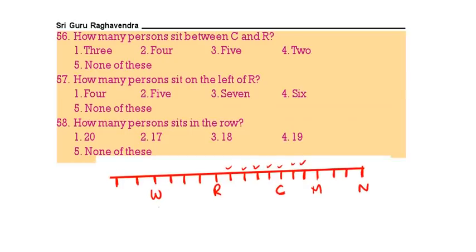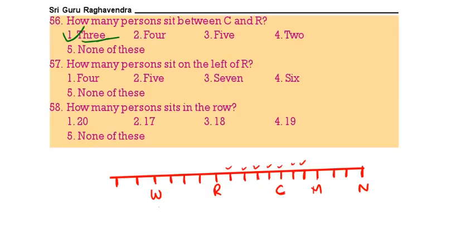How many persons are there between C and R? There are 3 persons between C and R. Then how many persons sit to the left of R? 1, 2, 3, 4, 5, 6 persons. So 6 persons are there to the left of R. How many persons are there in the row?